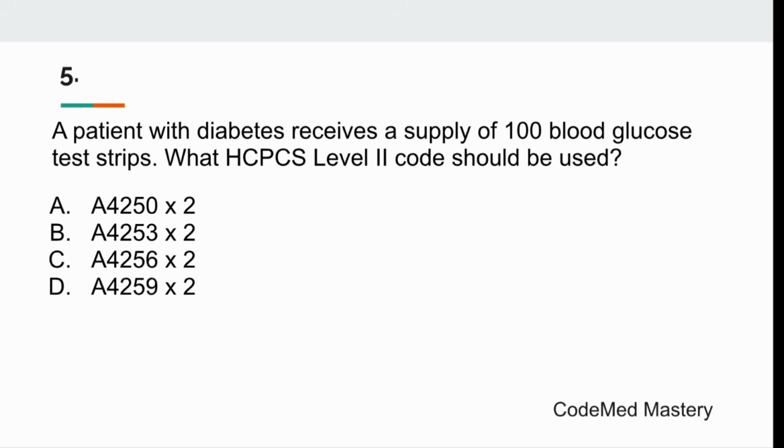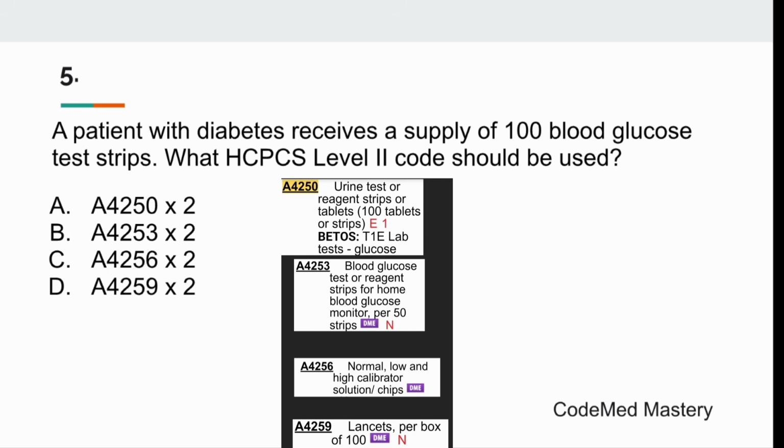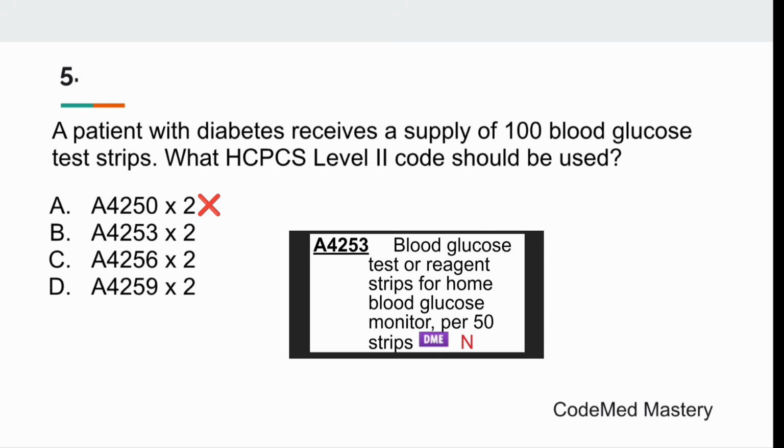Next question. A patient with diabetes receives a supply of 100 blood glucose test strips. Which HCPCS code should be used? Let us check the options. Check option A, A4250. A4250 is for urine test or reagent strips or tablets, 100 tablets or strips. But in the question, they're asking for blood glucose test strips, not urine test or reagent strips. Therefore, eliminate option A.